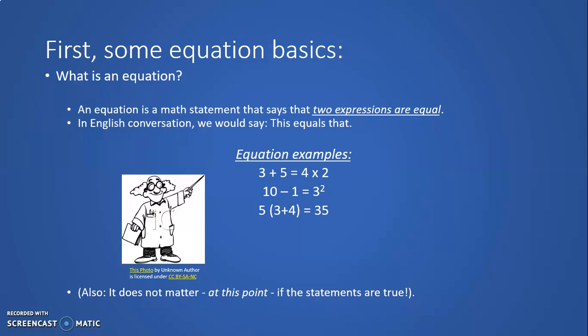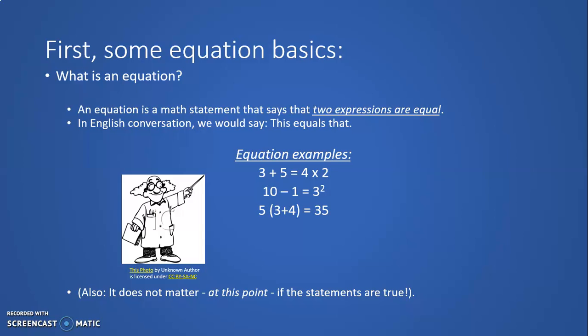What is an equation? An equation is a math statement or sentence that says that two expressions are equal. In English conversation, we might say, this equals that, or this thing equals that thing. Here's some equation examples. 3 plus 5 equals 4 times 2. 10 minus 1 equals 3 squared. 5 times 3 plus 4 equals 35. These are all math sentences using numbers. And also, it does not matter at this point, a little later on it'll be different, but at this point it doesn't matter if the statements are true. We're just saying they equal each other.